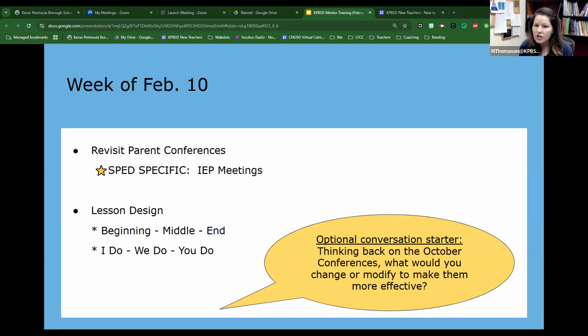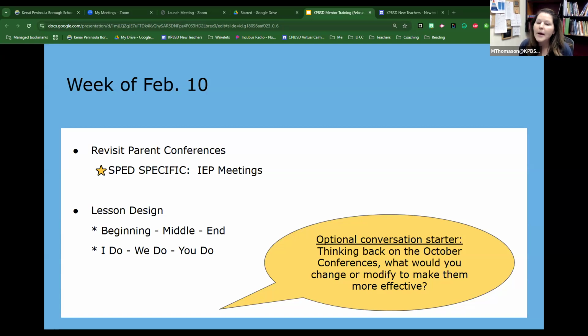SPED and itinerant teachers don't generally have parent conferences in the same way general education does. What you do have is IEP meetings. So if you're mentoring a SPED or an itinerant teacher, check in with them about IEP meetings and how that is going. This is a great time to problem solve and answer specific questions about IEP meetings.